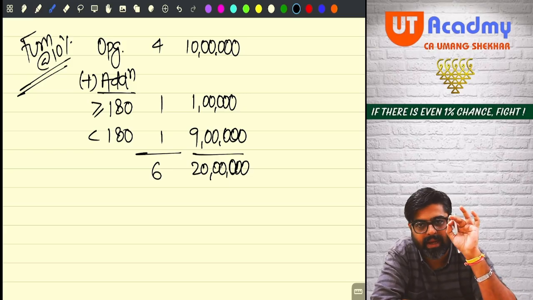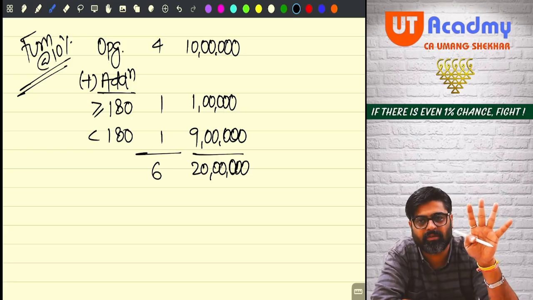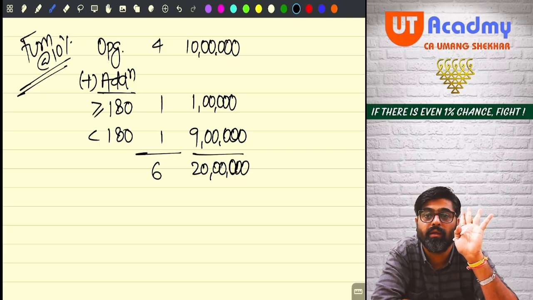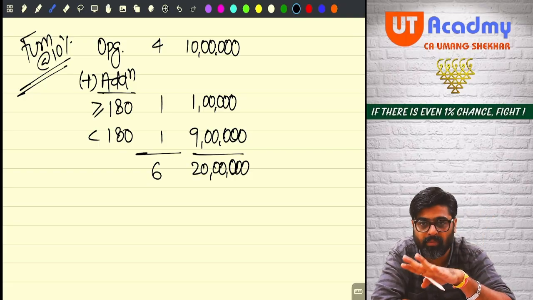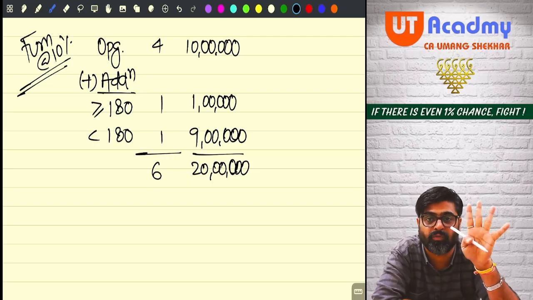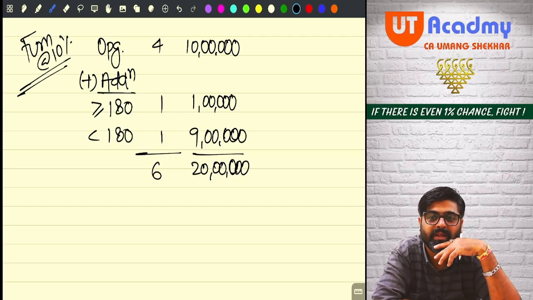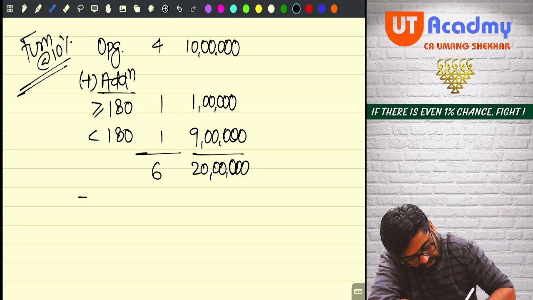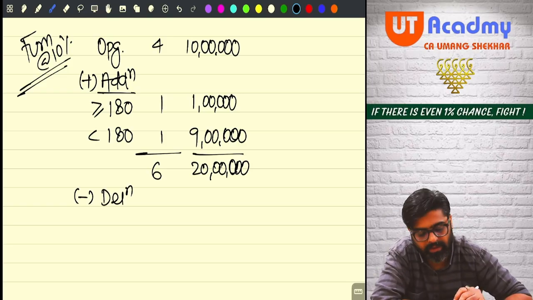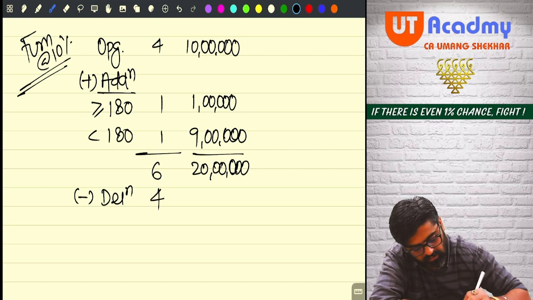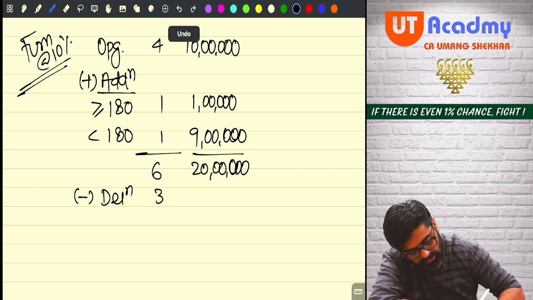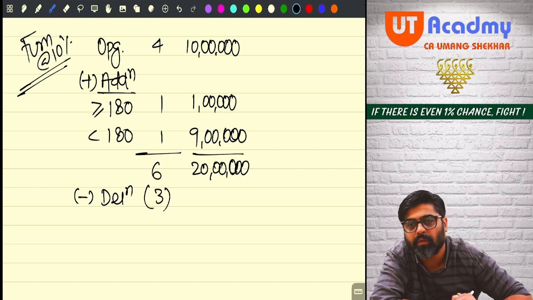So on the last day of the previous year, this should have been my furniture. These many assets should have been there in my block, having this much value. But don't you think that during the previous year, some assets would have gone out of this block? So I will reduce the deletions. Let's say 3 assets were sold from the block.